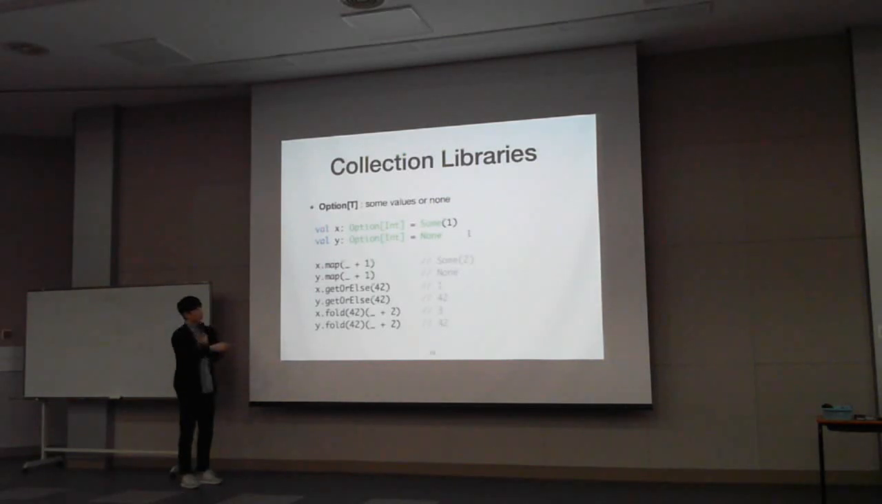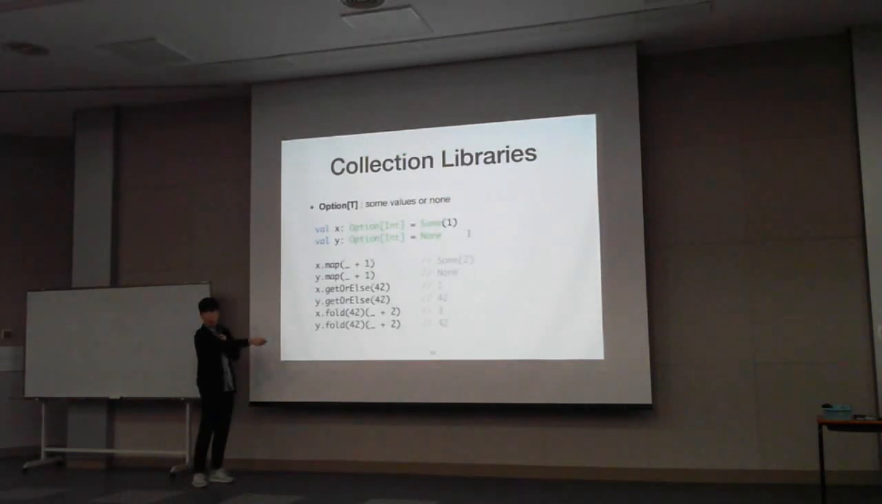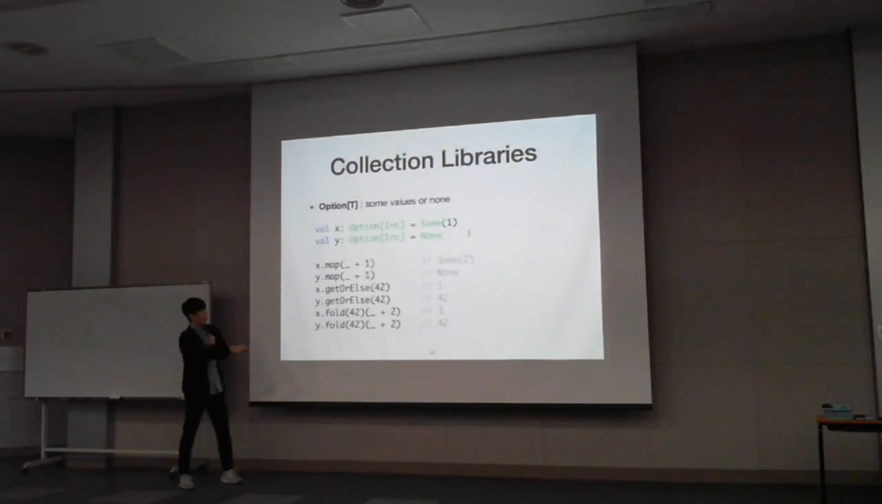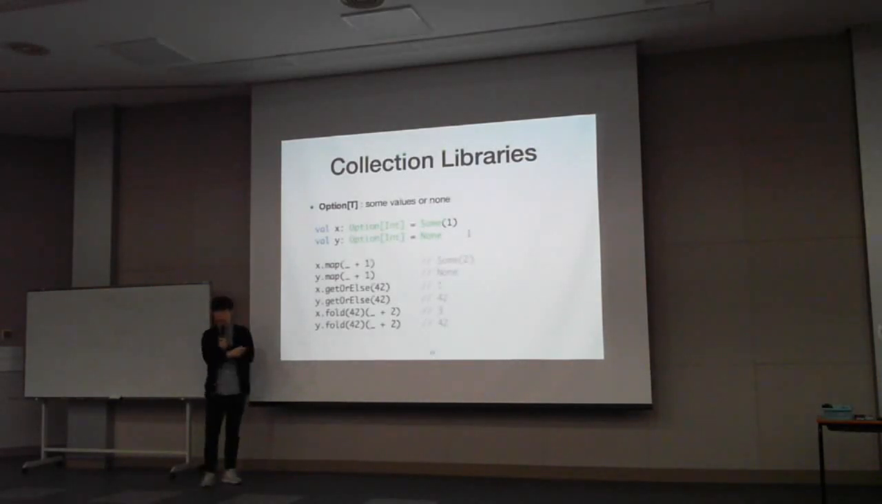And fold is also like that: it takes an initial value, a default value, and this function. It is a combined version of getOrElse and map. So if it has the value 1, then just apply this function. If it is None, we use 42, and 42 will be assigned to this function. So this is how to use map, getOrElse, or fold in the option type.